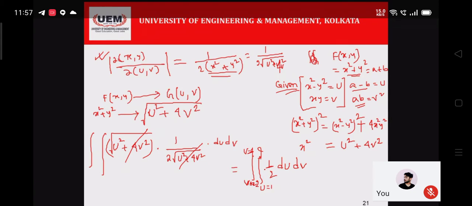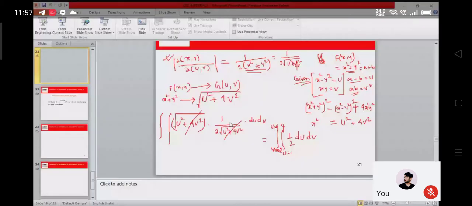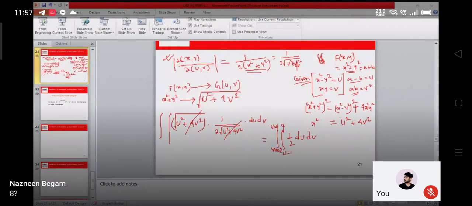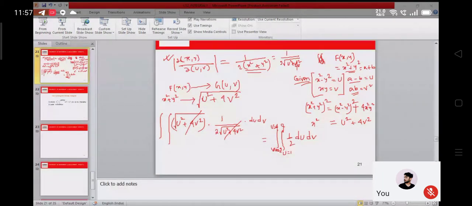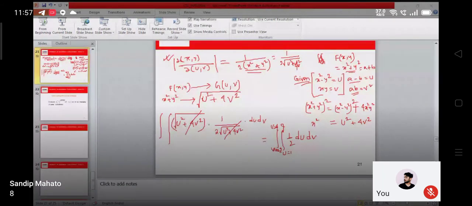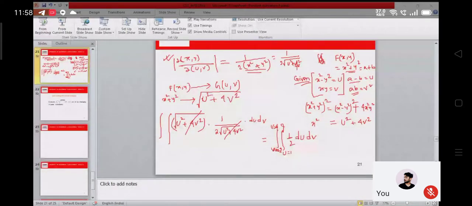Tell me what the integration value is. Nazim, correct. 8 is the answer. Sandeep, correct? Yes. 8 is the correct answer.